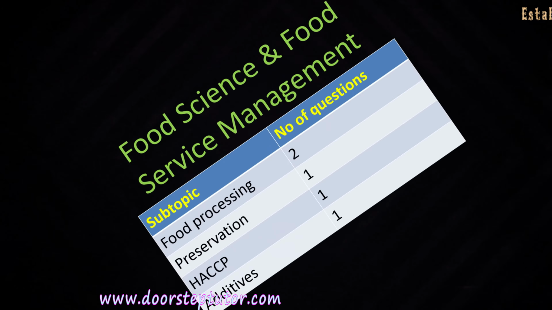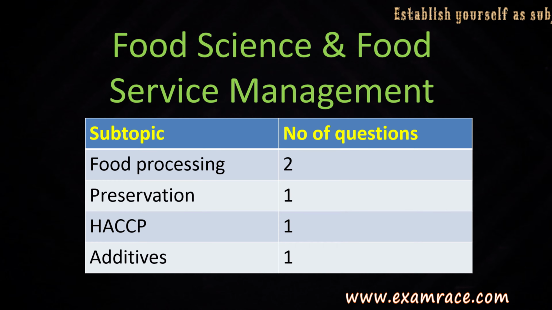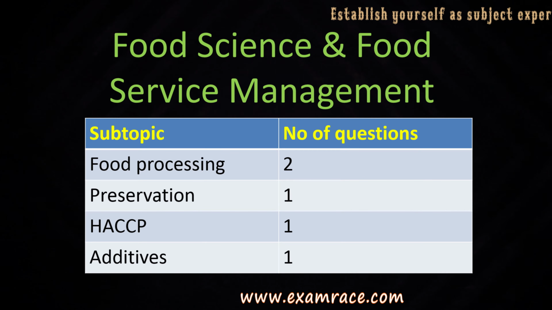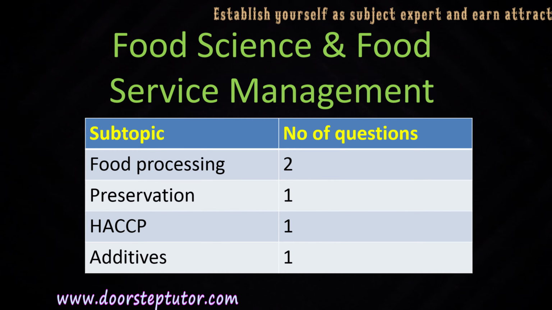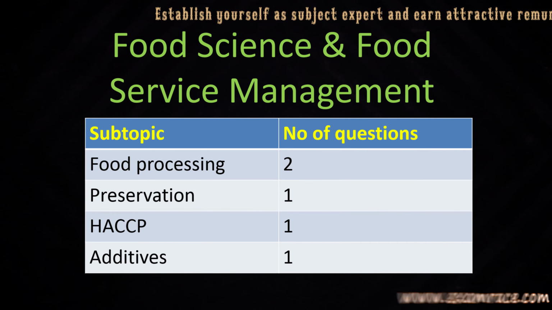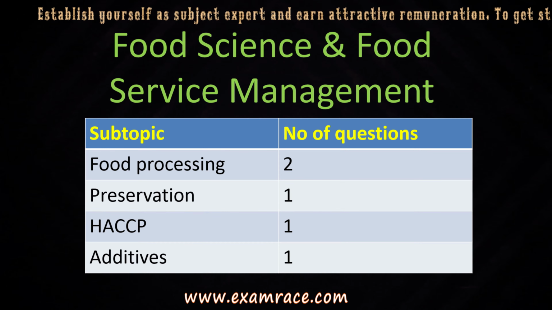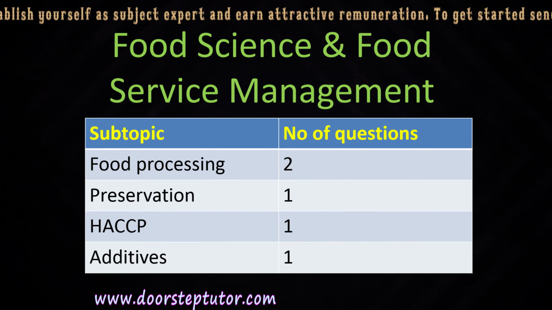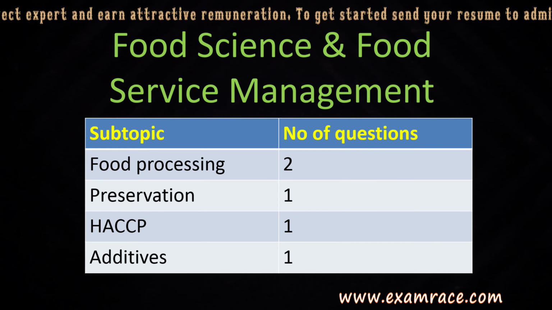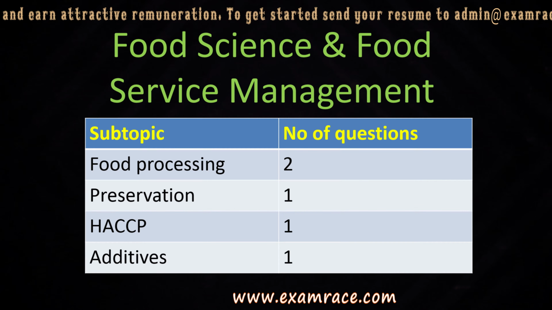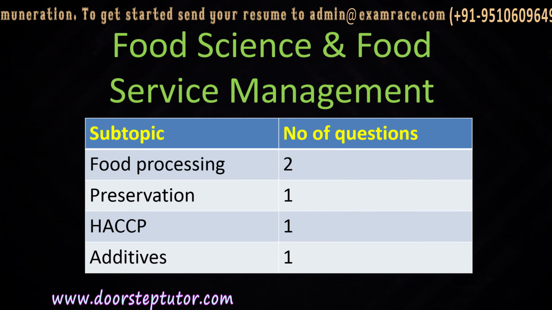The next topic is food science and food service management, and from this topic 2 questions were there from food processing, one question was there from preservation, one question from hazard analysis and critical control point, and one question has come from the additives. And for the upcoming examinations, the names and different types of preservatives, different types of food processing techniques, along with that various food preservation techniques have become very important.